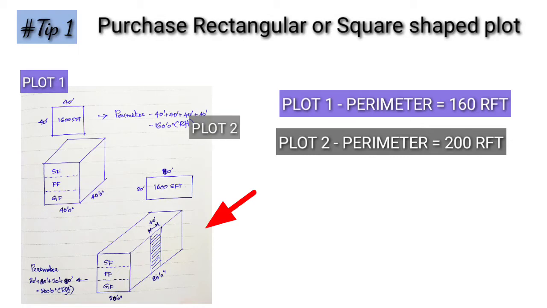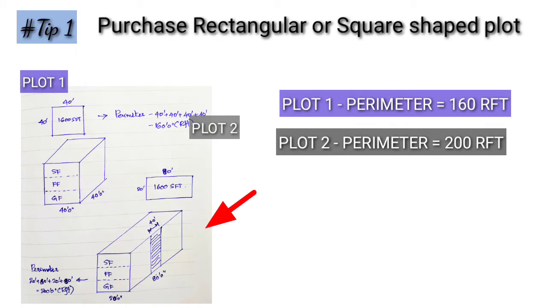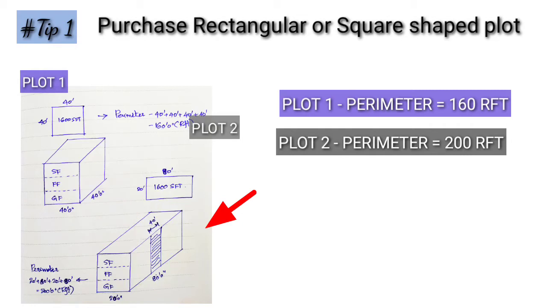If you compare the perimeter of the rectangular plot and the square plot, the rectangular plot perimeter is 200 running feet, but the perimeter for the square plot is 160 running feet. That is, the square plot has 40 feet less compared to the rectangular plot, so you can save the wall construction of the entire floor for 40 feet. So better go for a square plot rather than a rectangular or irregular shaped plot.